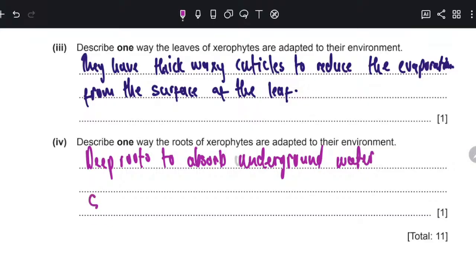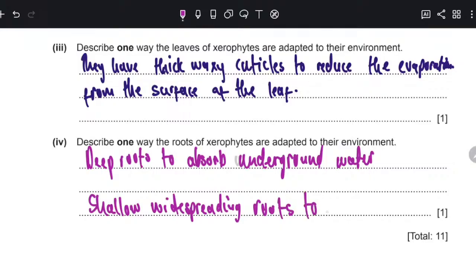Or you can say shallow, outspreading or widespreading, shallow, widespreading roots to absorb rainwater from the surface. Okay?